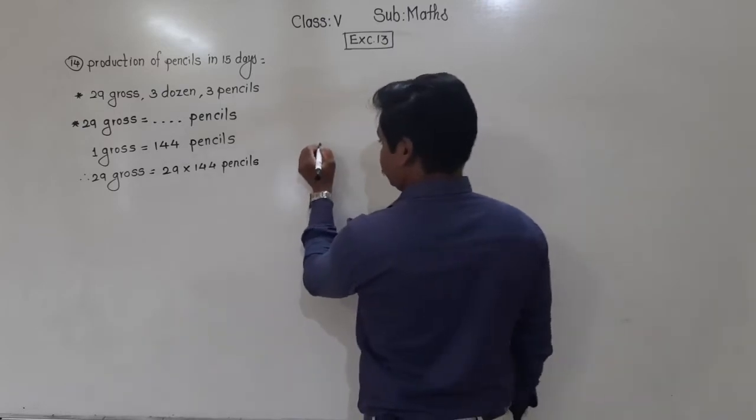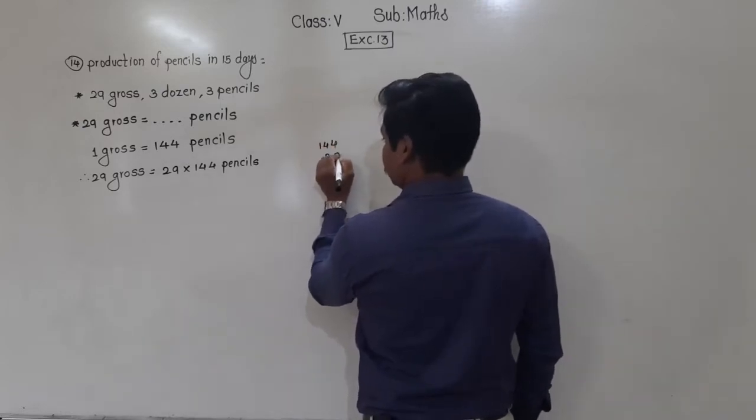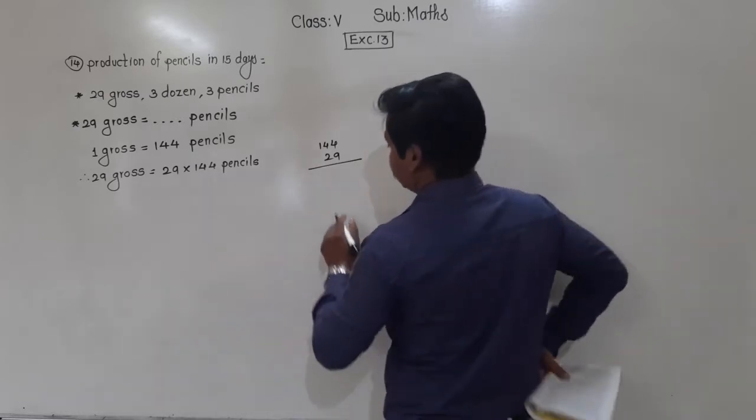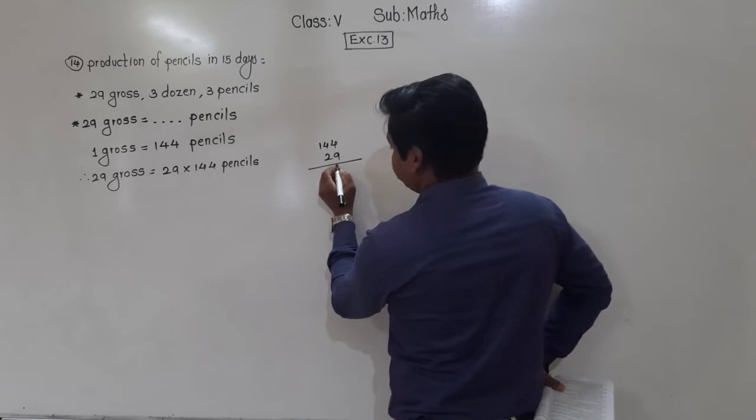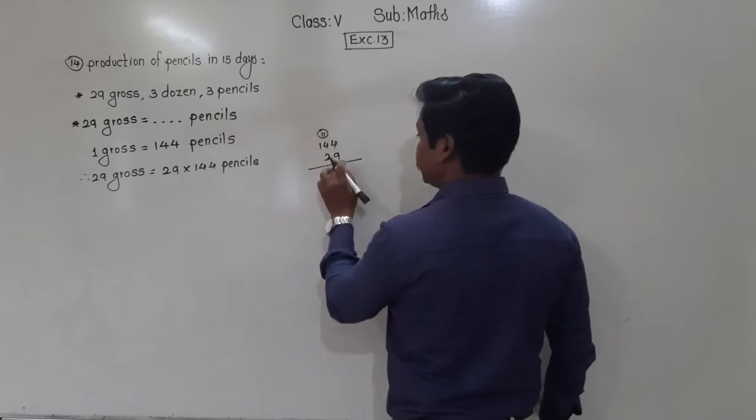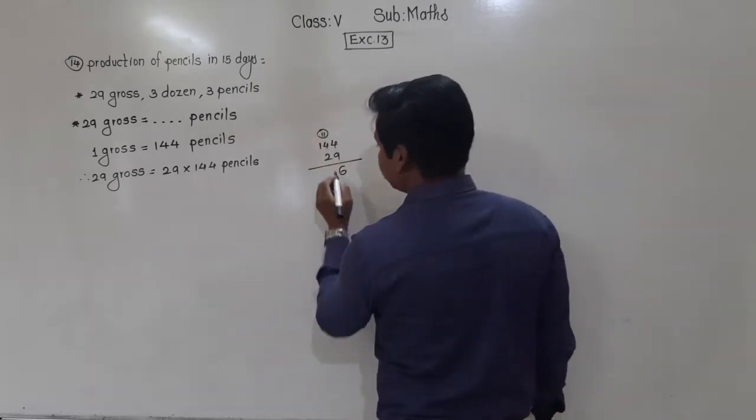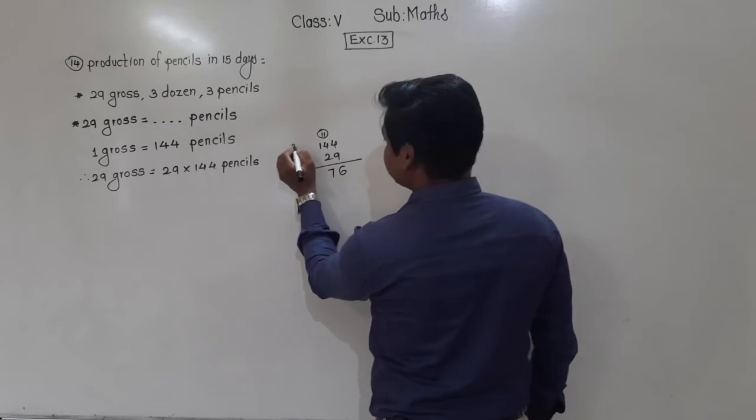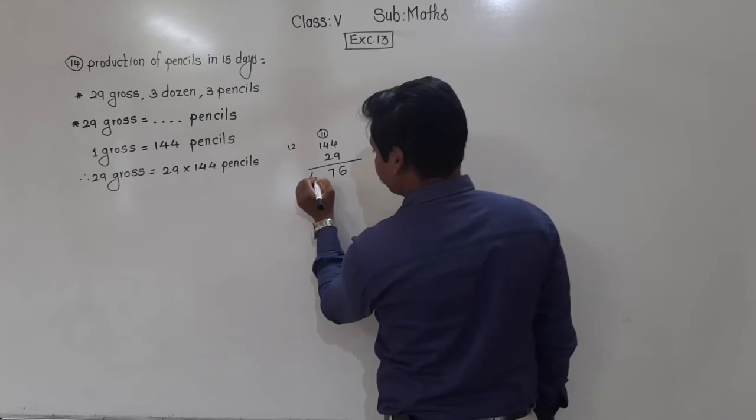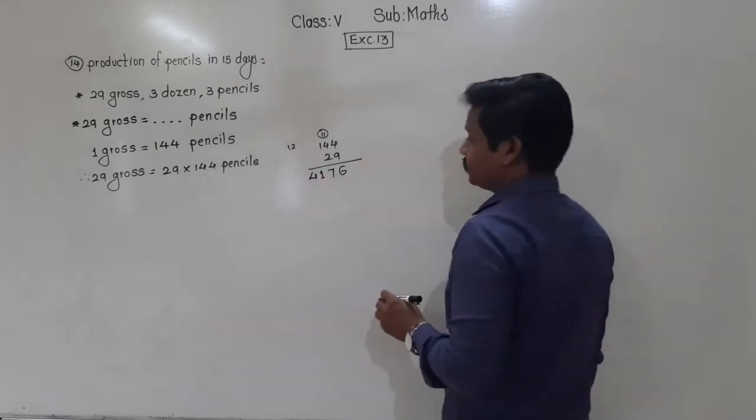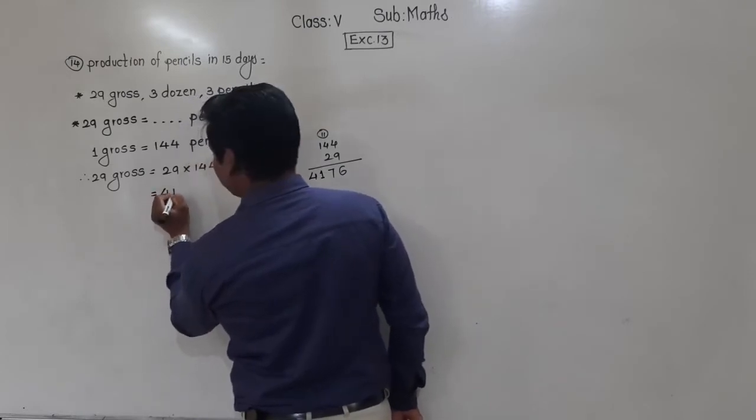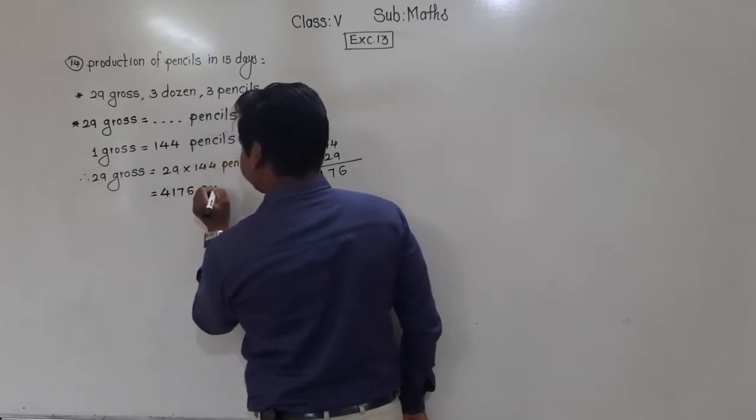29 twos are 58, 29 threes are 87, 29 fours are 116, so 6 will come down and 11 will be carried. Again, 29 fours are 116 plus 11 is 127, 12 will be carried. 29 ones are 29 plus 12 is 41. So it is 4176 pencils.